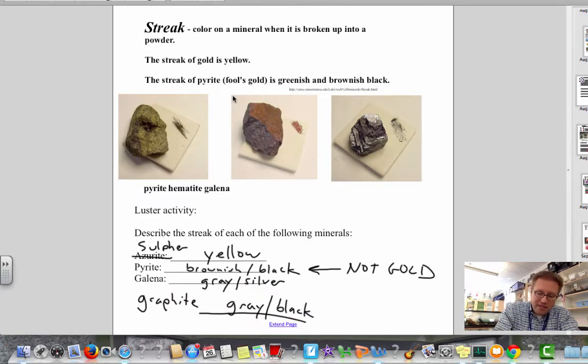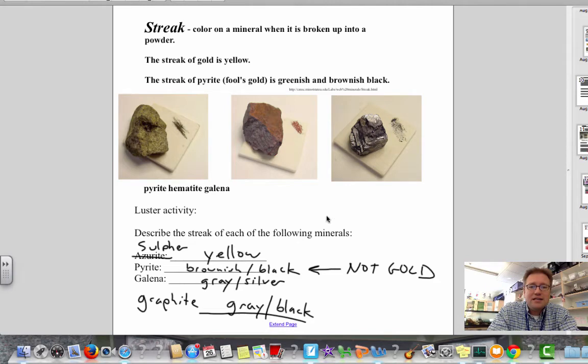Streak. If you take a mineral and you scratch it on a tile here, if it's not as hard as the tile, then it will sort of break apart and you will get to see the powder that the mineral breaks apart in. That's called its streak. Streak's another way to identify minerals. A good example of streak is pyrite. It might seem gold when you're holding it, but when you scratch it, it becomes a brownish black color. That's the streak of pyrite.